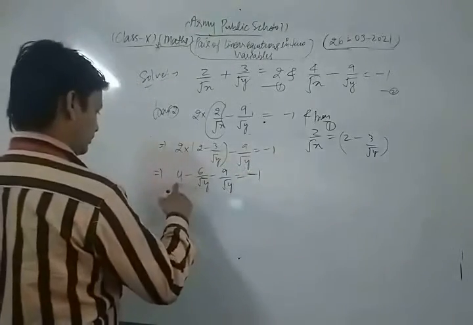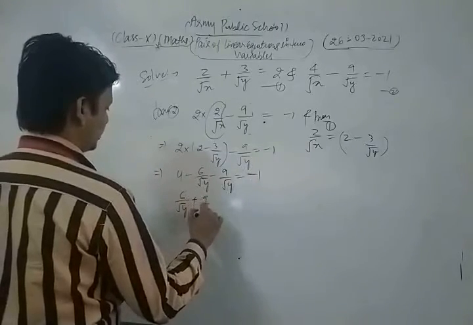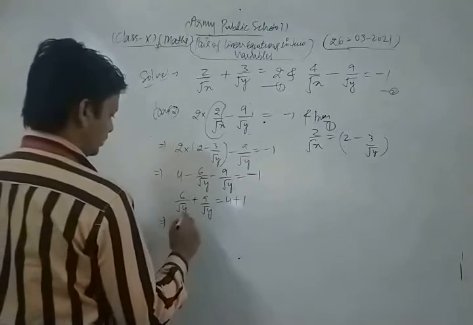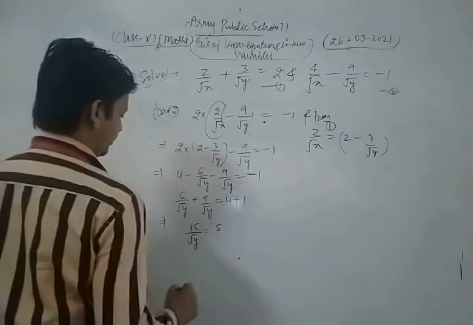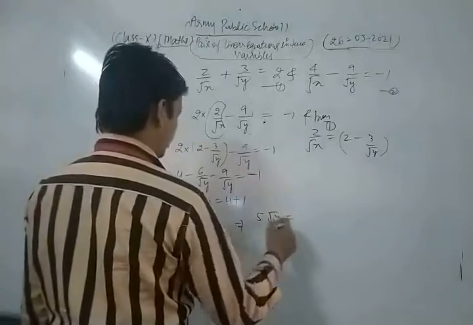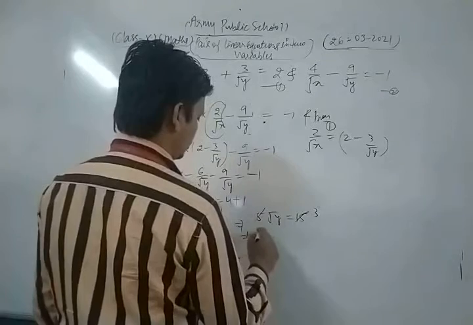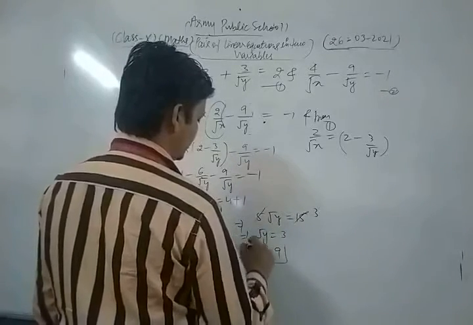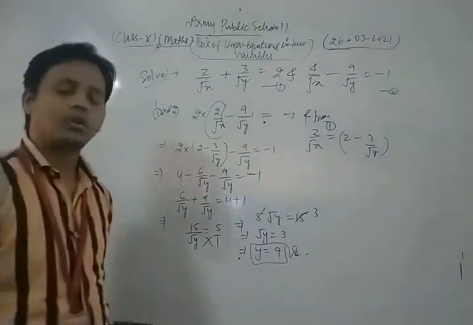So we get, transfer that side, 6 upon under root y plus 9 upon under root y is equal to 4 plus 1. So this is 15 upon under root y is equal to 5. So we do the cross multiplication. So 5 under root y is equal to 15. So 5 times 3 is 15. Thus the value of under root y is 3. Then squaring both sides, y is equal to 3 times 3, that is 9. This is the answer, the value of the variable y.